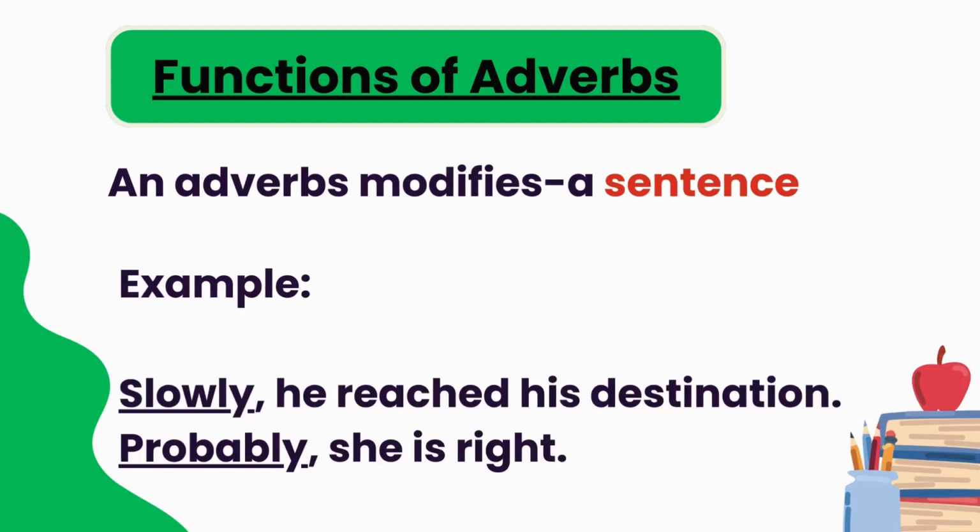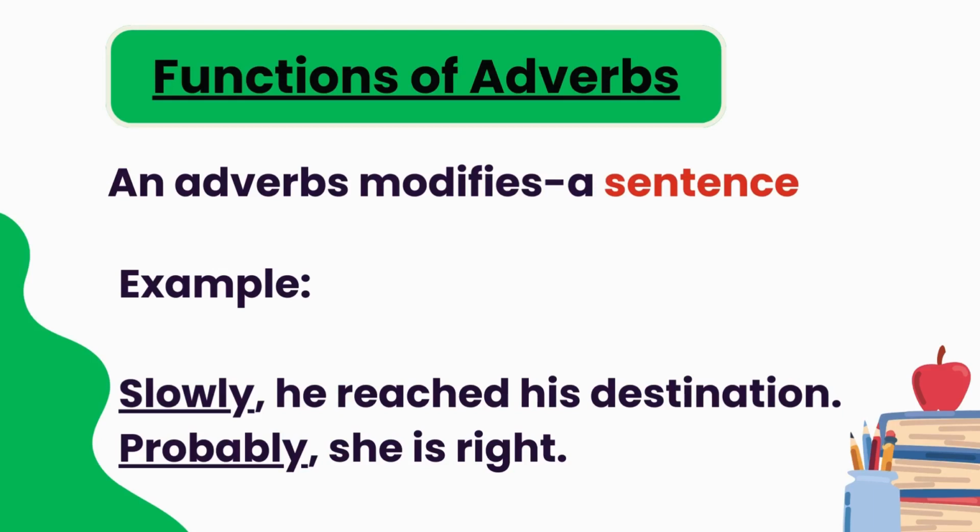The last function of adverbs, it modifies a sentence. For example, slowly he reached his destination. In your previous lessons, modifying a sentence is a very common function of adverbs that we use. This is what we call a fronted adverbial since the adverb is in front of the sentence.